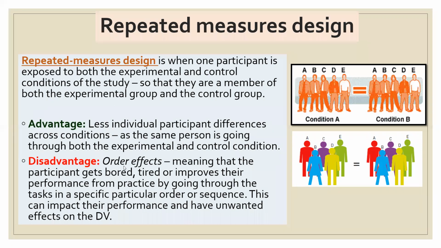Now, obviously, we learned about the disadvantage of this. The disadvantage of a repeated measures design is a confounding variable in and of itself, and it's called the order effect.